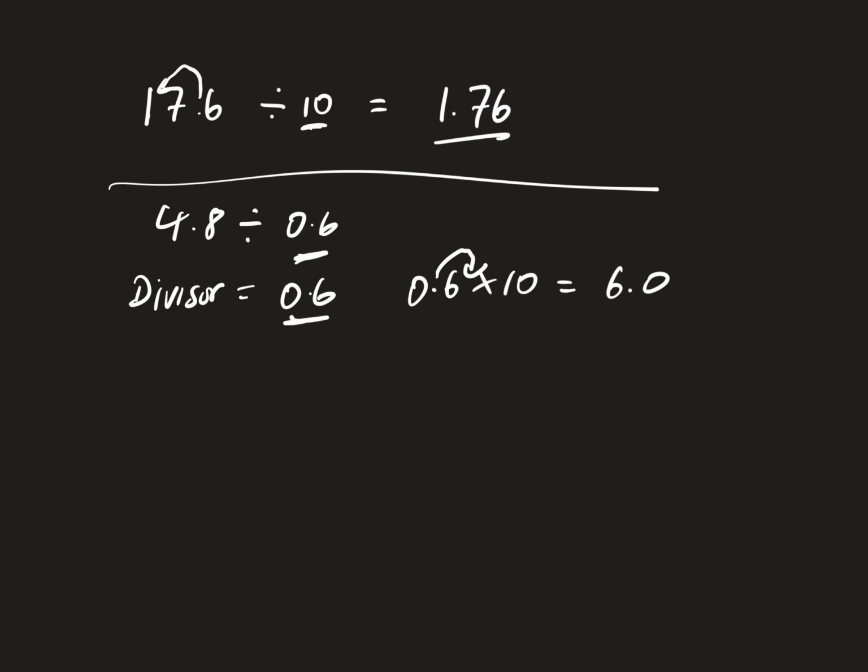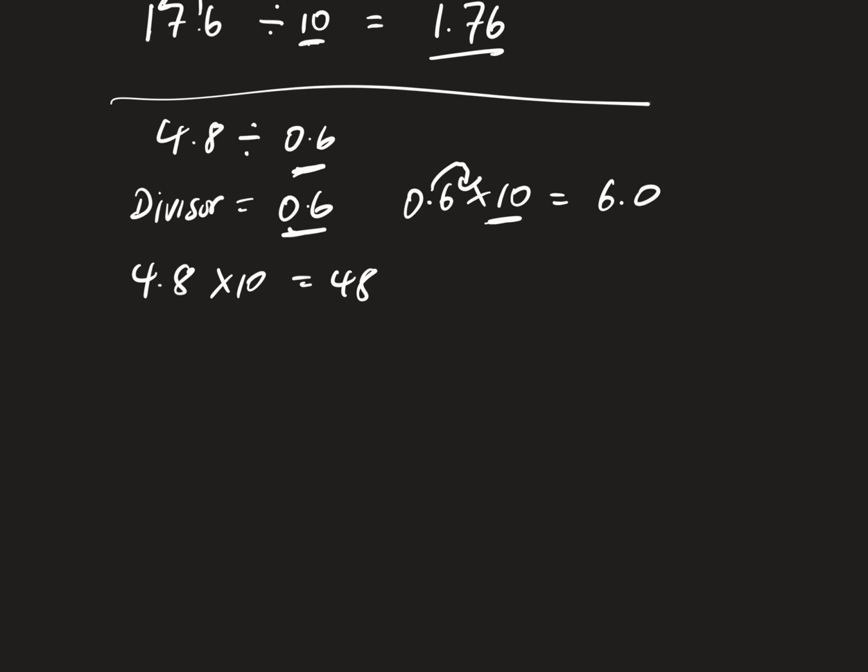And here's the thing, whatever we do to the divisor, we do to the other number as well. So 4.8, since we multiply by 10, we multiply this by 10 as well, and we would actually get 48. So in this case, we have two whole numbers. And guys, you have been practicing for this your whole life. This is when we did number operations. So all we do now is just 48 divided by 6, and the answer is 6.